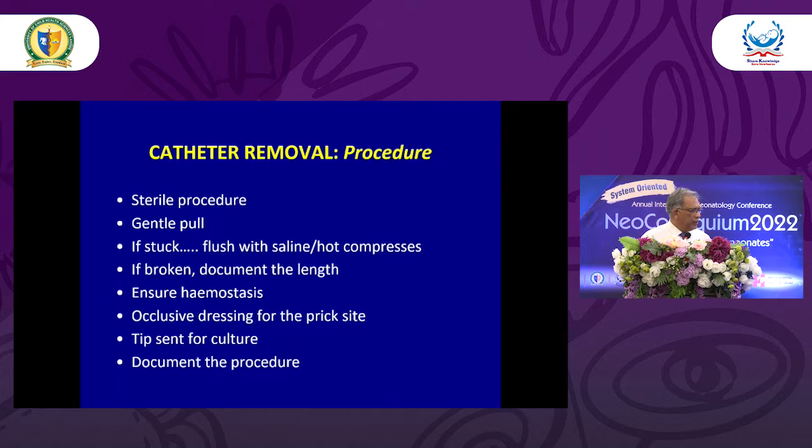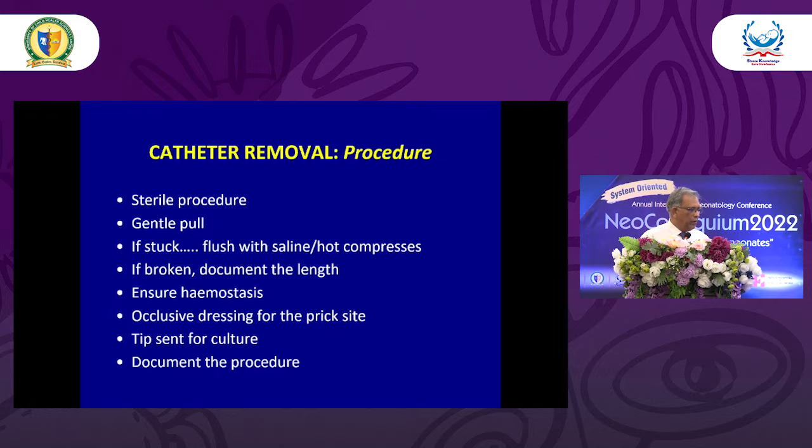The procedure is, again, a sterile procedure. We need to clean the local site and maintain a gentle pull. If it is stuck and not coming out, just flush it with saline and apply hot compresses. Hot compresses can be given primarily on the other limb also.